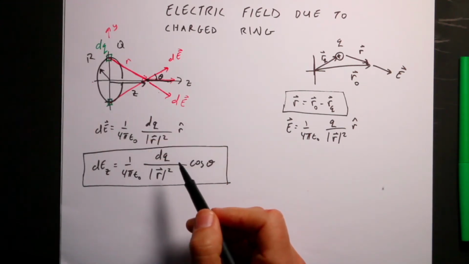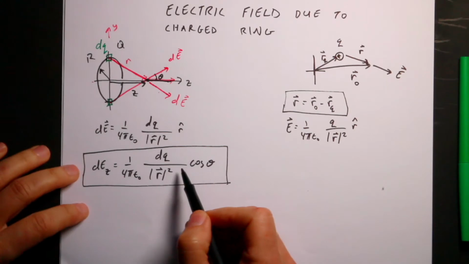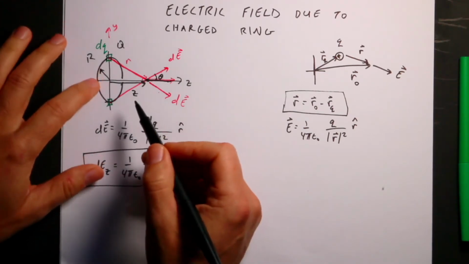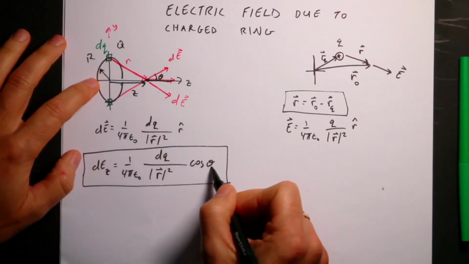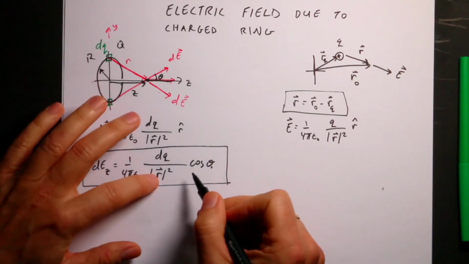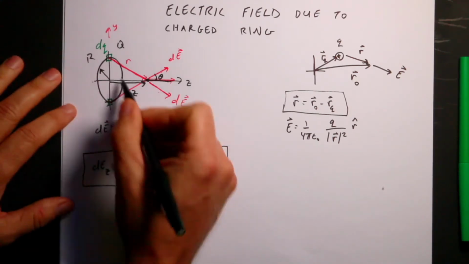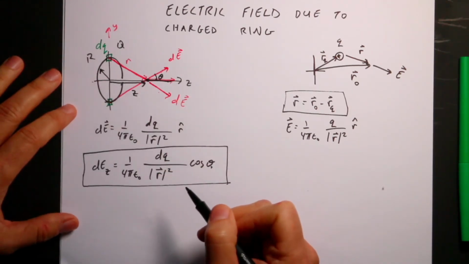Okay? And what's great here is that no matter where I pick, theta is going to be the same. The magnitude of R is the same. It doesn't matter where I pick on the ring. So I can make this a pretty nice equation.